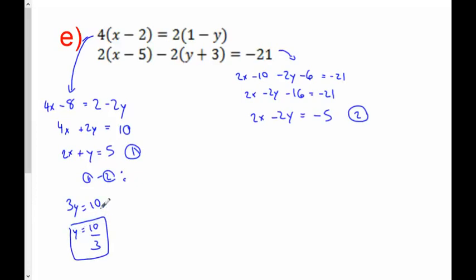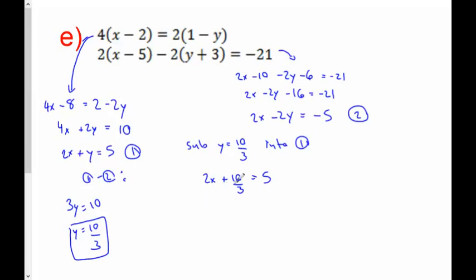Okay, now I need to sub this into one of my equations. My general rule is to pick the equation that looks the easiest. In this case, equation 1 looks easiest because it's got a coefficient of 1 on the y, so I don't even have to multiply that fraction by anything. So what I'm going to do is sub y equals 10 over 3 into equation 1. So that'll be 2x plus 10 over 3 equals 5.